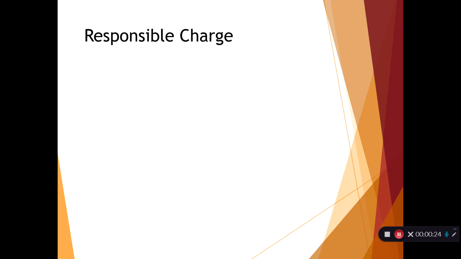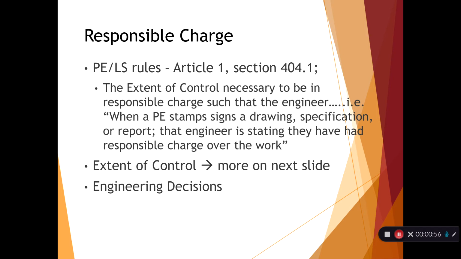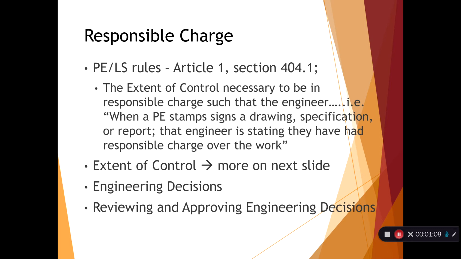We're going to spend some time on it with these slides, that it's really important to understand the ramifications and the weight of understanding responsible charge. So Article 1, Section 404.1 describes it as when a PE stamps and signs the drawing, that engineer is stating they have had responsible charge of the work. The extent of control is significant. It's not something that we take lightly as licensed engineers, and it's involved with engineering decisions, cost benefits, and what's the right application of which code. It can be very complicated, and this is why the weight of licensing is very, very important.